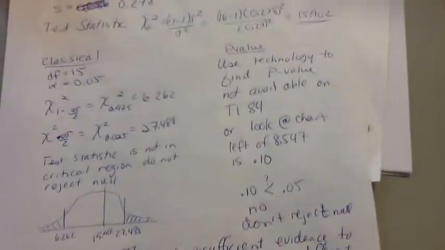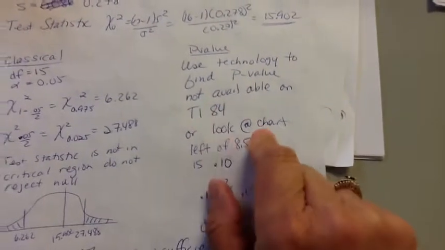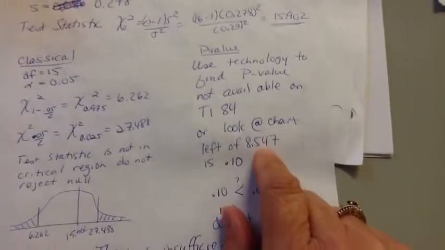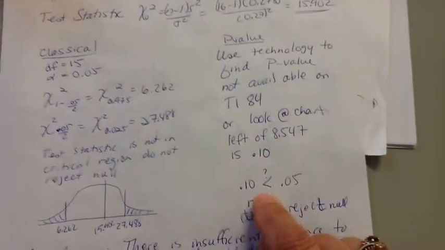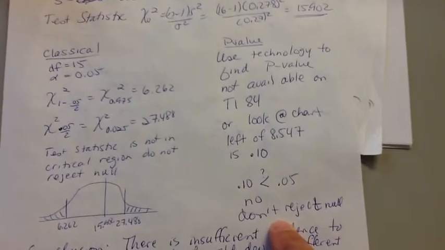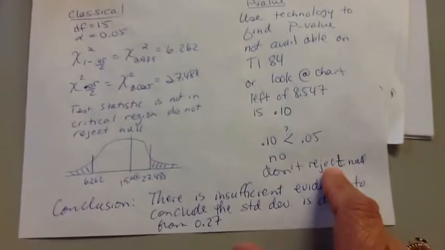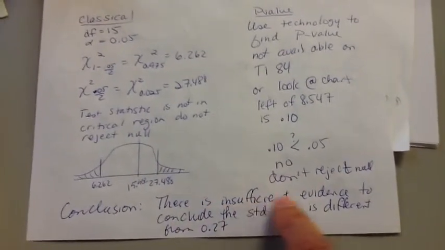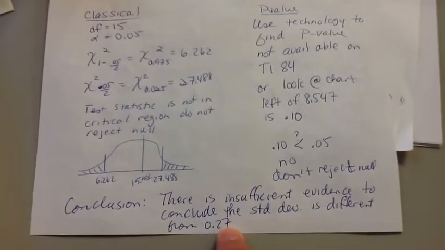Let's look at the p-value. Now you can't use technology to do this. So I just looked at the chart, and left of 0.8547 happens to be 0.10. This is not less than 0.05, so I don't reject the null. Now here's how your conclusion should be written. There is insufficient evidence to conclude the standard deviation is different from 0.27.